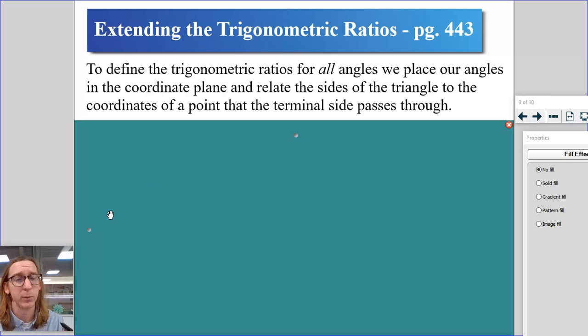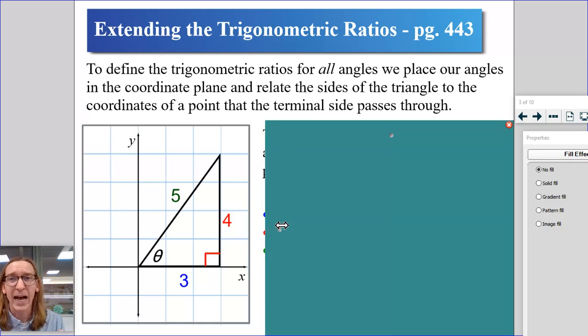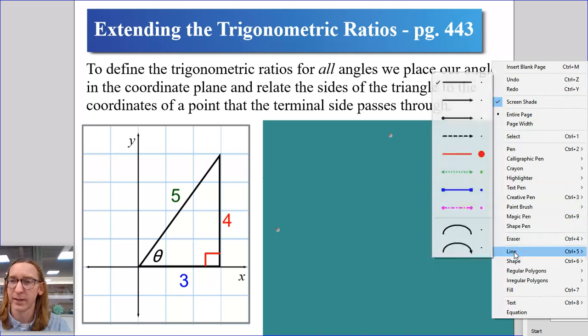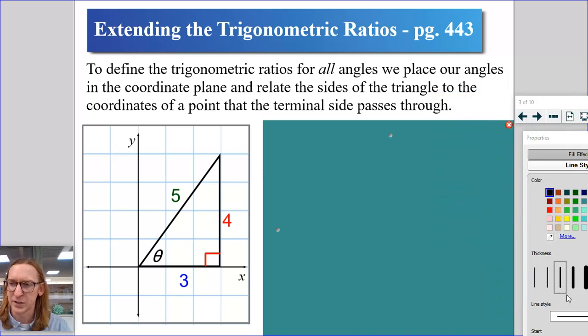If you need a visual, here's a visual right here. I have placed my angle in the coordinate plane along the XY axis. Here is my angle. I can now relate the sides of this triangle to the coordinates of a point that the terminal side of my angle passes through. And let's draw that terminal side. This would be the initial side, and this would be the terminal side of our angle. And let's just say, for the sake of argument, even though it doesn't really show what direction this angle rotates, we'll rotate it simply in the counterclockwise direction.